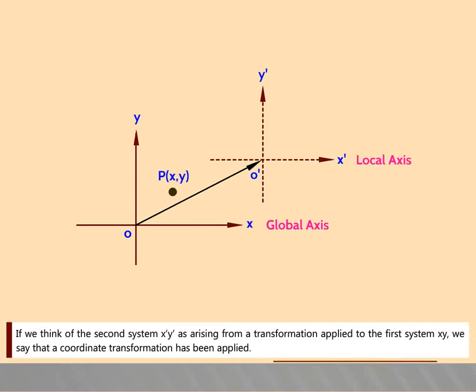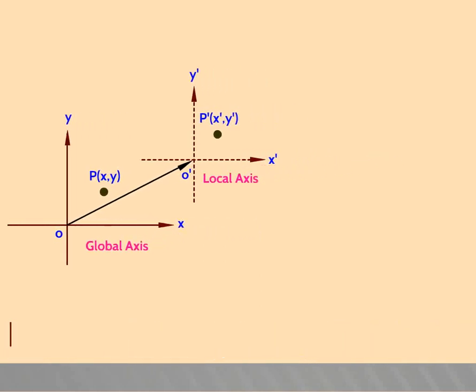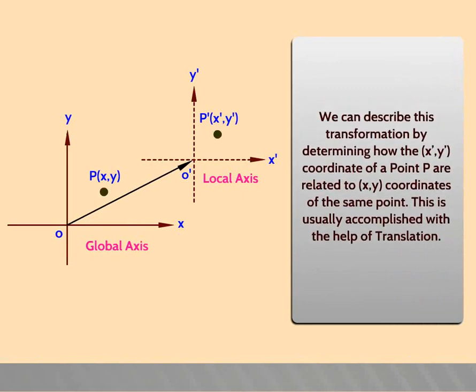If we think of the second system, x dash y dash, as arising from a transformation applied to the first system, xy, we say that a coordinate transformation has been applied. We can describe this transformation by determining how the x dash, y dash coordinates of a point P are related to the x, y coordinates of the same point. This is usually accomplished with the help of translation.